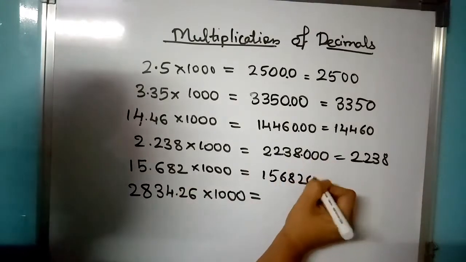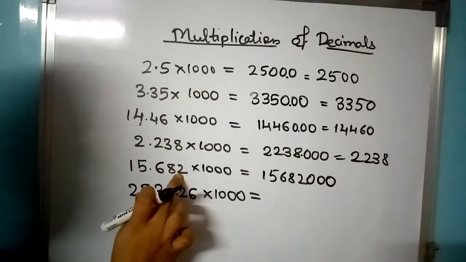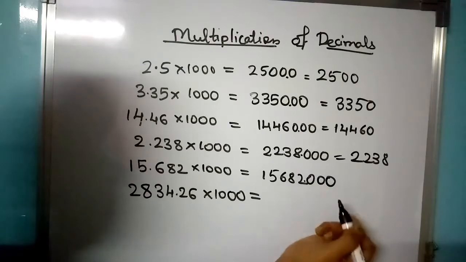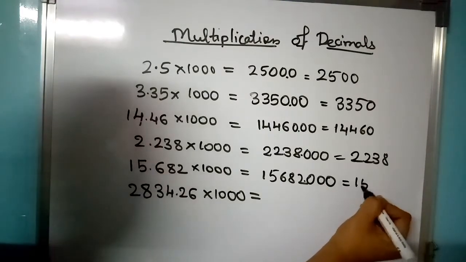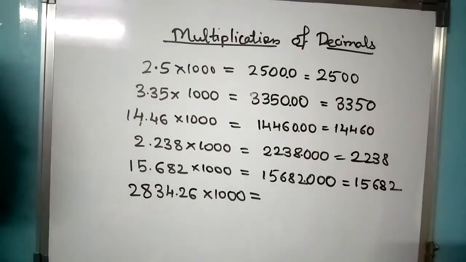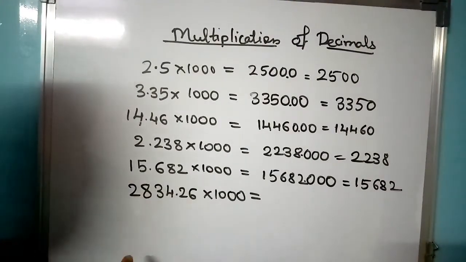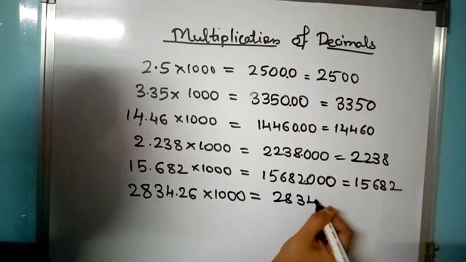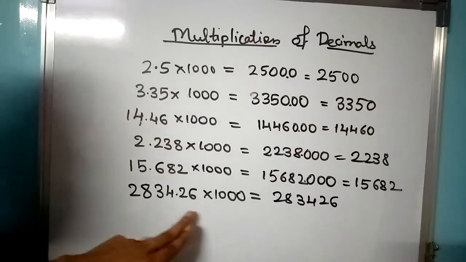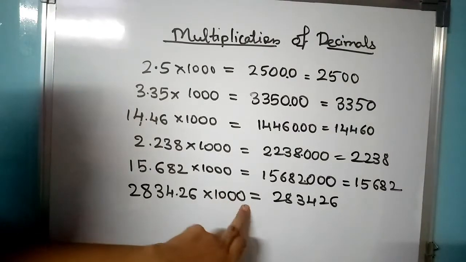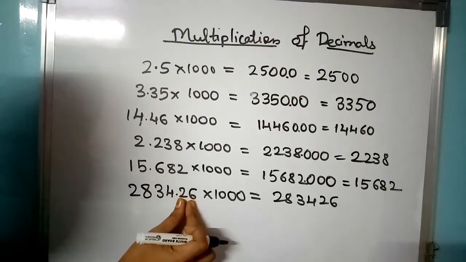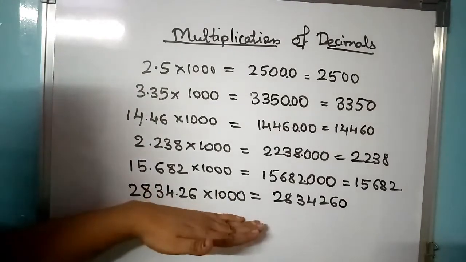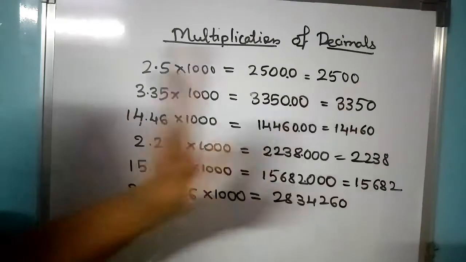Next is 15.682 into 1000, which means 3 zeros. So 1, 2, 3 places after decimal. So 1, 2, 3 places we left and we have given the decimal here. So the answer is 15682. Similarly for the last one, let us try to do it in the mind. We will write all these digits here, 283426. Okay, and actually 1, 2, 3 zeros should be there, but after decimal there are two places, so leave two zeros and give 1 zero here. Okay, so if you are confused doing it directly, go through these steps and then write the answer.